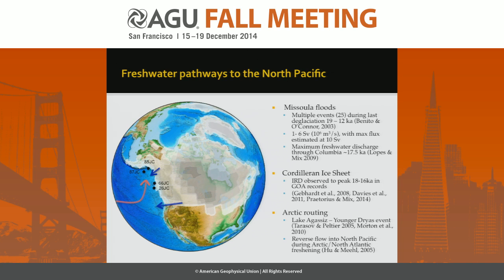We do observe, in my records and others, Gebhardt in 2008 and Davies, maximum ice rafting in the same window, 16 to 18,000 years ago, largely corresponding to maximum ice rafting in the North Atlantic. There's also the potential for Arctic routing, say, for the Younger Dryas, like Agassiz, and it's expected that that might go down and impact the North Atlantic circulation. But some models do show that if you lower the sea level pressure enough in the Arctic from fresh water, you actually might have reverse flow. So in that case, you could have some of this fresh water coming down into the North Pacific.